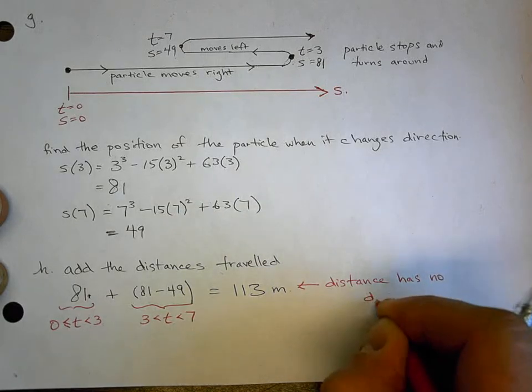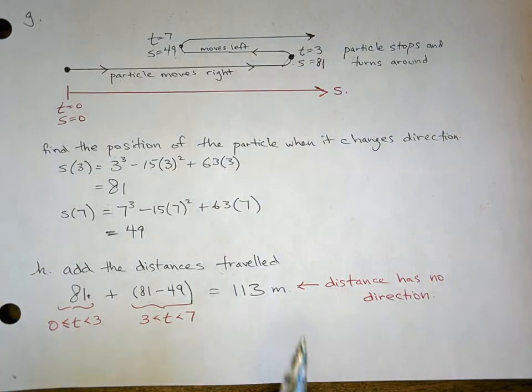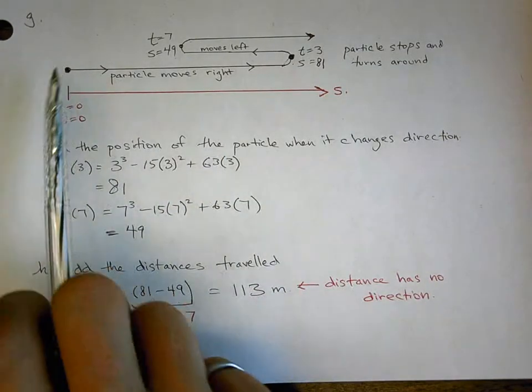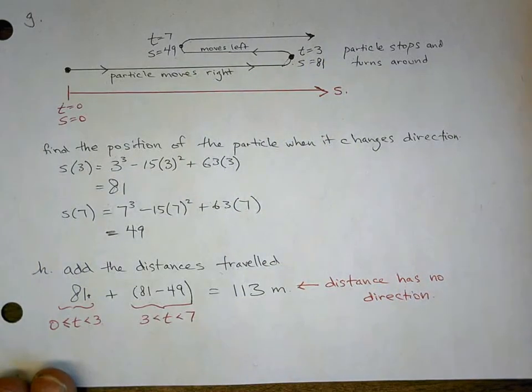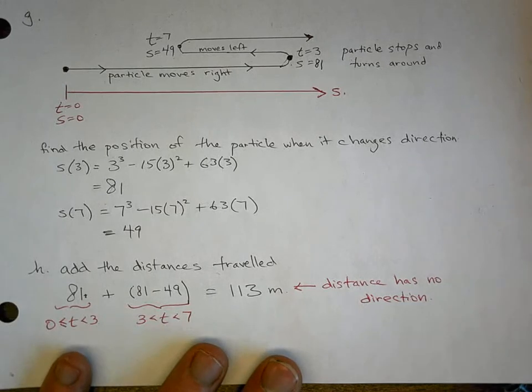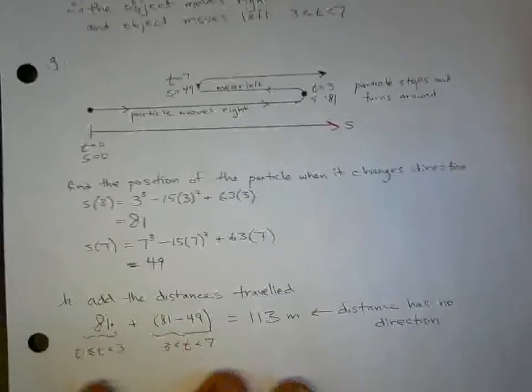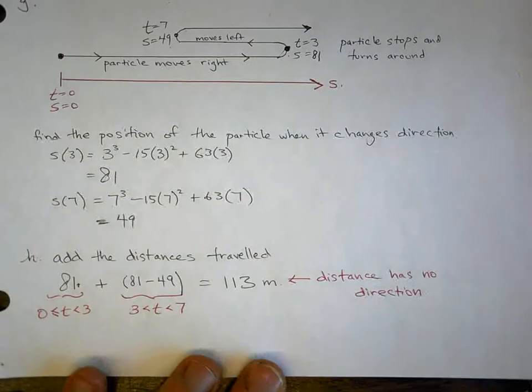Just to be clear, distance has no direction. It's just a number. It's just how far you've walked. So we walked 81 that way, and then 32 that way. Great. Okay, so that is everything you need to know about displacement and velocity. Note that it's just an application of rates of change, and if you're careful and you don't get confused between the two functions, you should be fine.